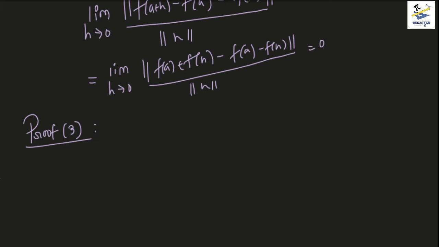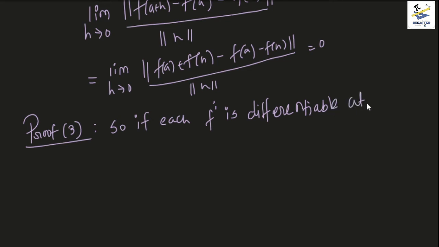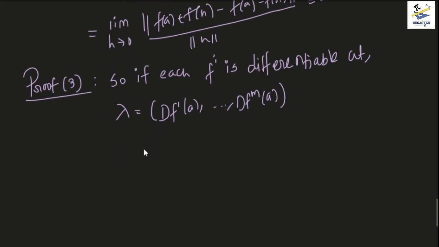Now we know that we can assume that each fi is differentiable at A. So if each fi is differentiable at A, and we are claiming that the derivative is this, now what we want to prove is that the limit is true.